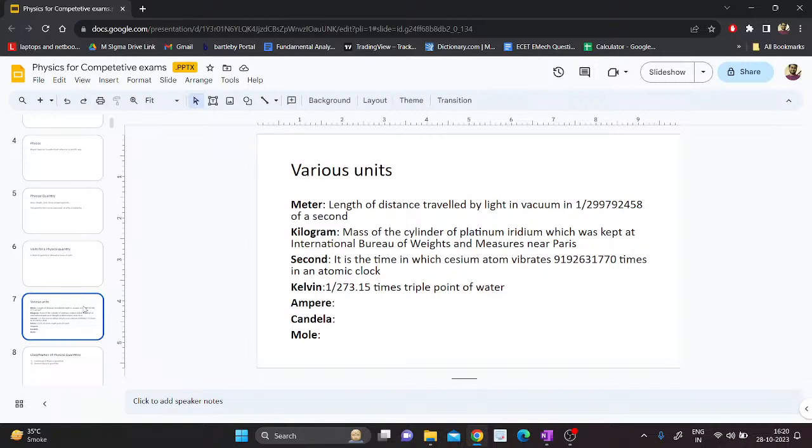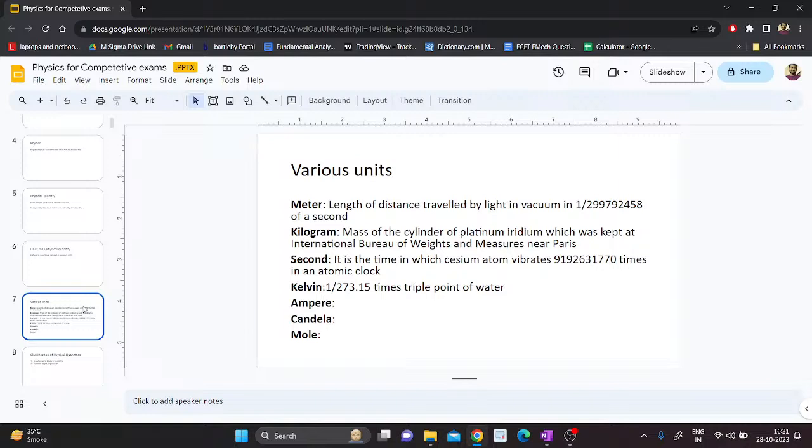Similarly for kilogram also some standard is there. In Paris there is an organization, the International Bureau of Weights and Measures. Just like you have museums, big buildings, parliament, etc. in various cities there. In that particular building there is a cylinder which is made up of platinum iridium. That is having mass of 1 kilogram. So 1 kilogram is defined with respect to that across the globe.